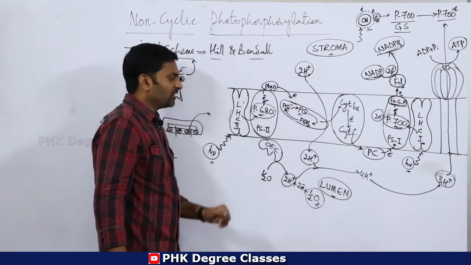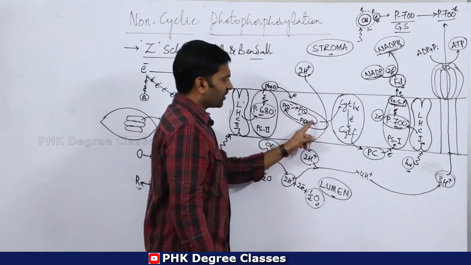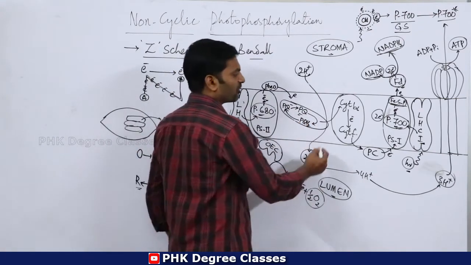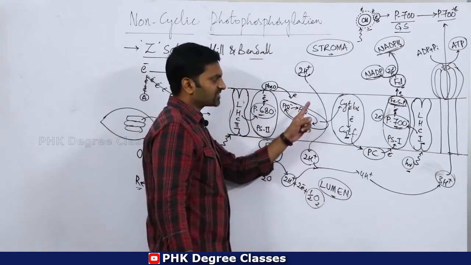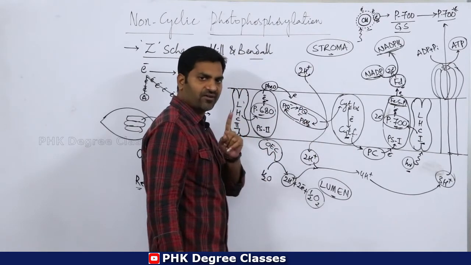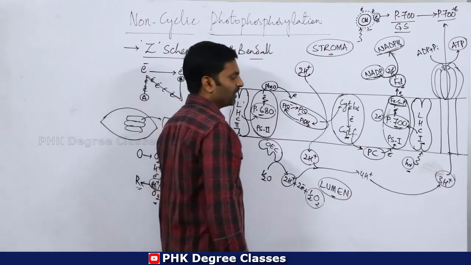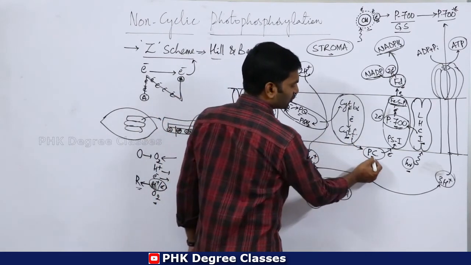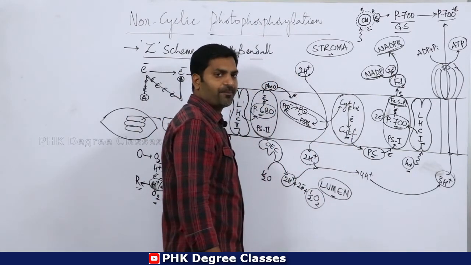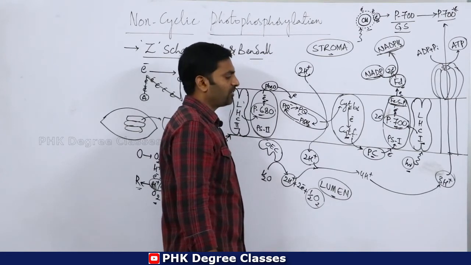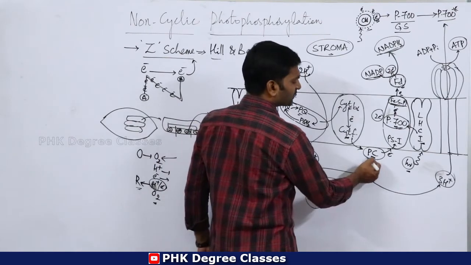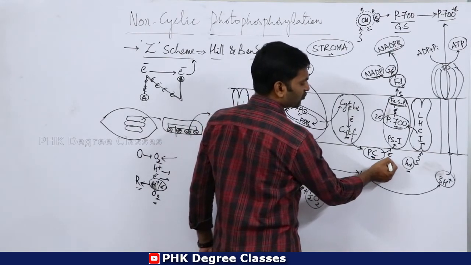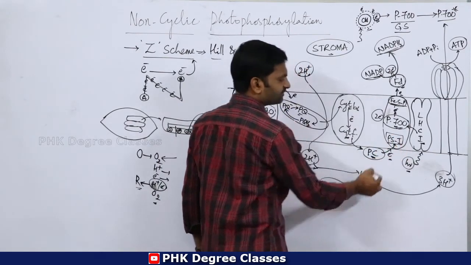Now remember, the electron from plastoquinone is moved to cytochrome b6f. What the cytochrome b6f is made up of, I have already told you in my previous session. Then electrons reach plastocyanin. This is a copper-containing electron receiver. Then this plastocyanin donates electrons to PS1.